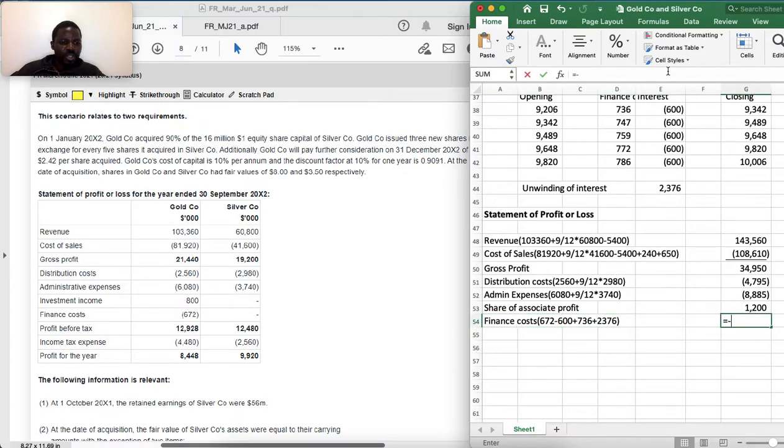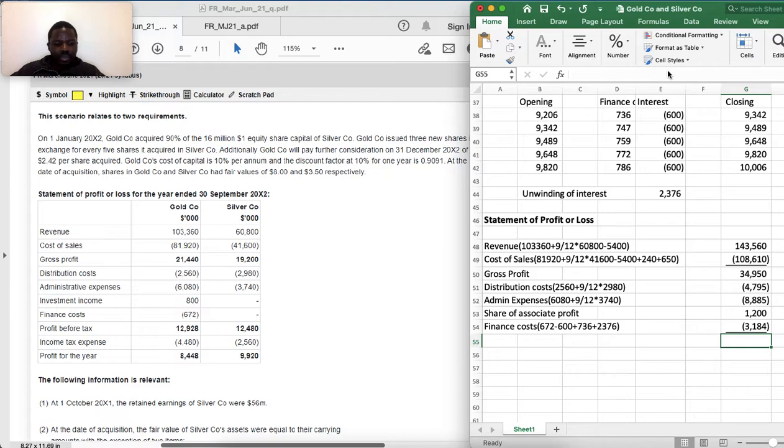Now our finance cost will be 672. We remove 600. We add 736. We also add 2,376, like that. Then here we can sum up to get the profit before tax. Profit before tax. Then we can calculate our tax here.